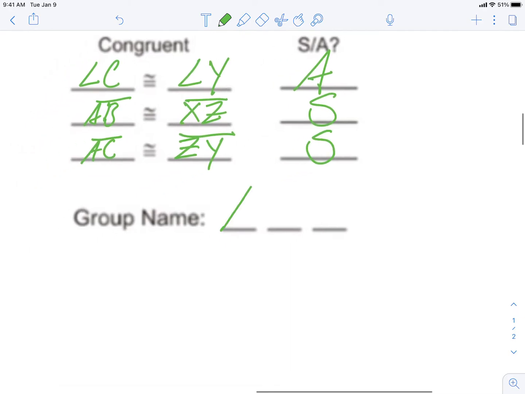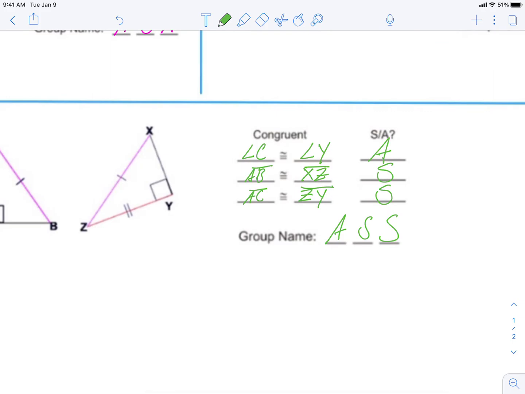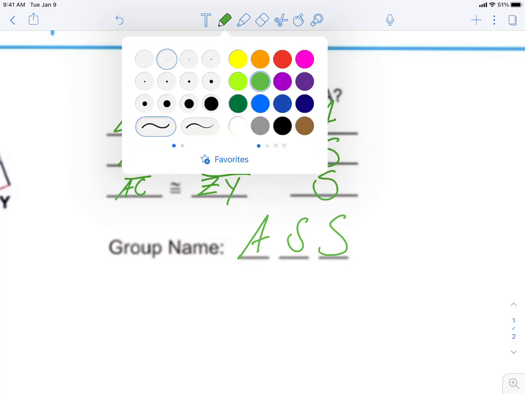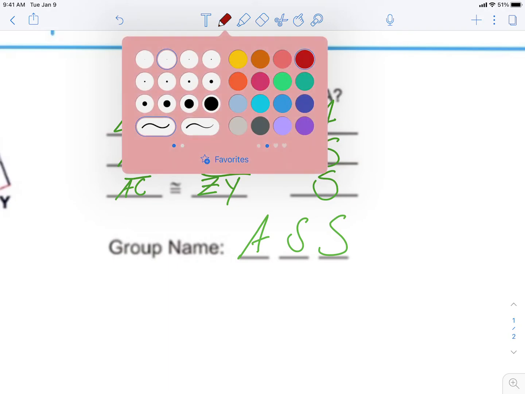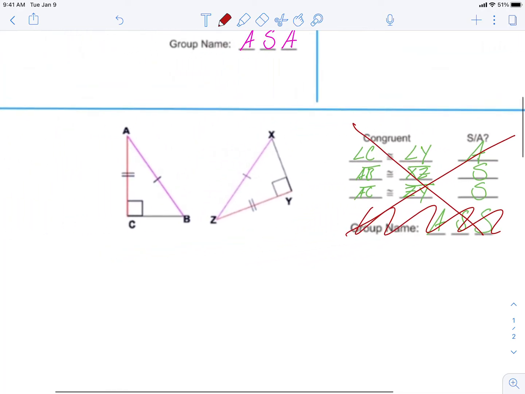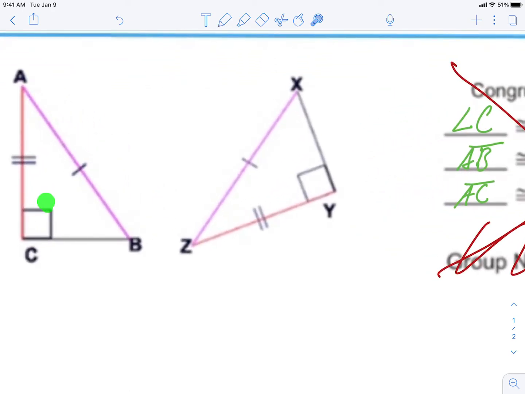And what does that make? Angle, side, side. Don't say it. I know what you're thinking. But this is not correct. This is not possible for us to prove a triangle by ASS. It's impossible because it depends on this 90 degrees right here. This has got to be 90.